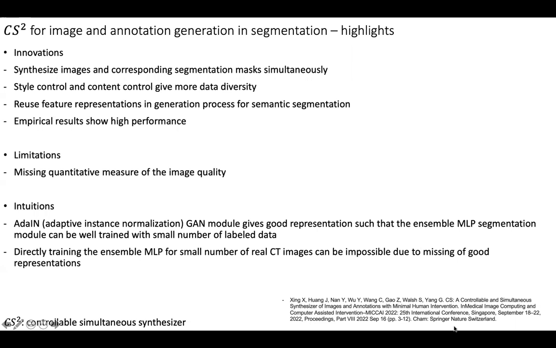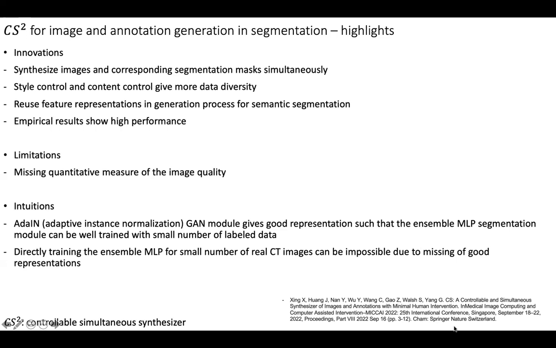Okay, about the intuitions. Firstly, the adaptive instance normalization generated with the Walsh net module can give a pretty good representation. This representation can be used by the ensemble multi-layer perceptron segmentation module, and let the model be trained with a very small number of labeled data.